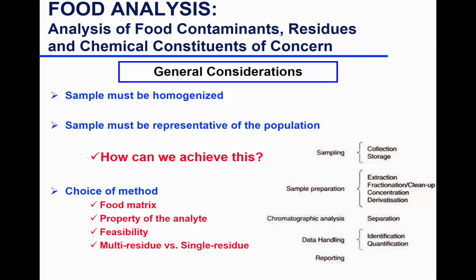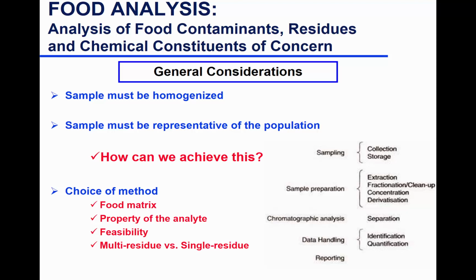Then analysis, in most cases, if it's quantitative, it will be chromatographic analysis, either HPLC or GC, and linked with MS. You'll see that many of the analyses are HPLC-MS or GC-MS, because you're looking for accurate identification and quantification of these residues. And then after you identify and quantify, there is the reporting.